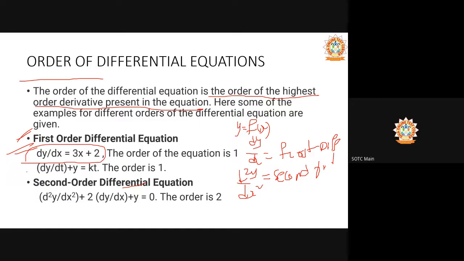So next see the example, dy by dt plus y is equal to kt, whatever it is there. You just need to bother about the highest order derivative present in the differential equation. So here also the order is 1, right? Now see this example, d square y by dx square plus 2 into dy by dx plus y is equal to 0. The order of this differential equation is now 2, because it has the highest derivative as 2, that is d square y by dx square. So now the order is 2 here.